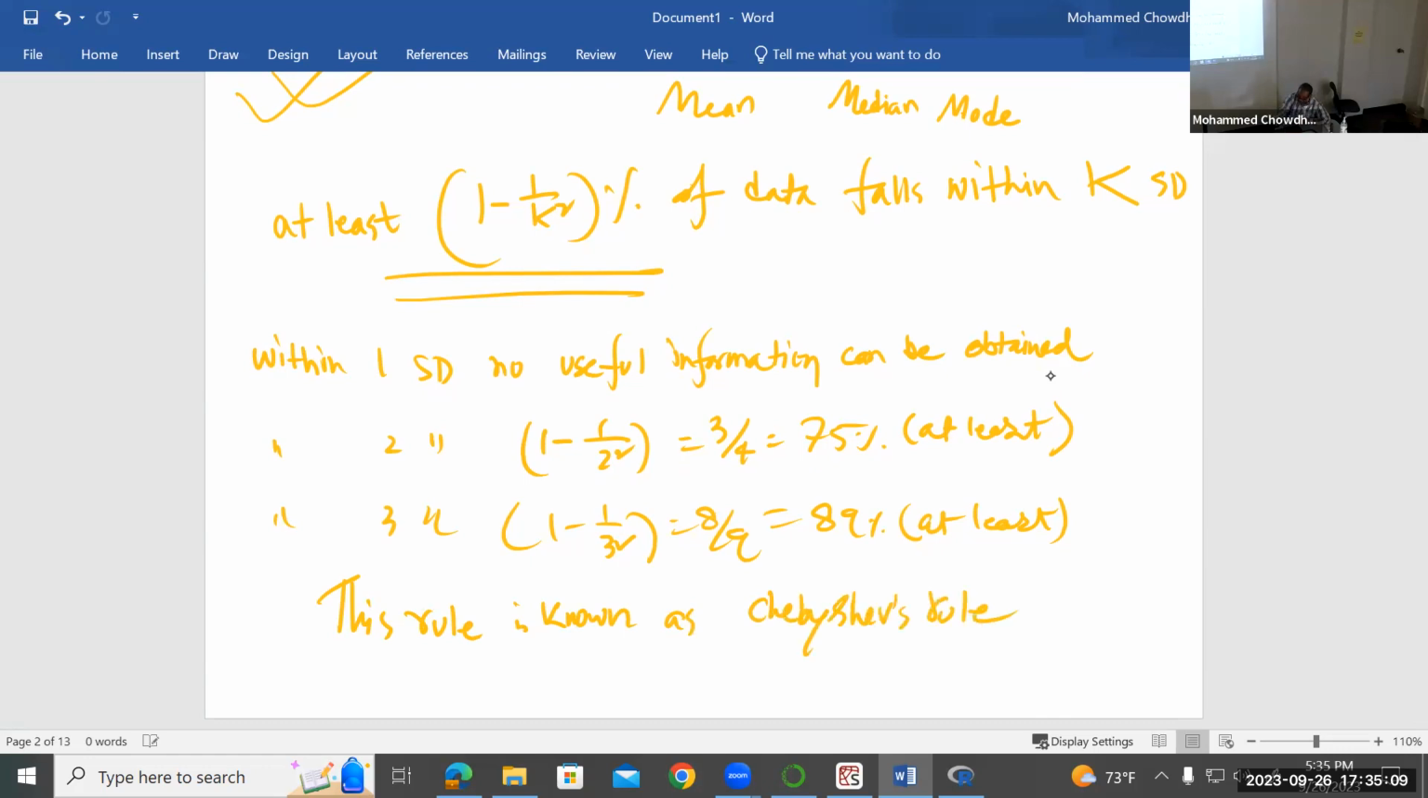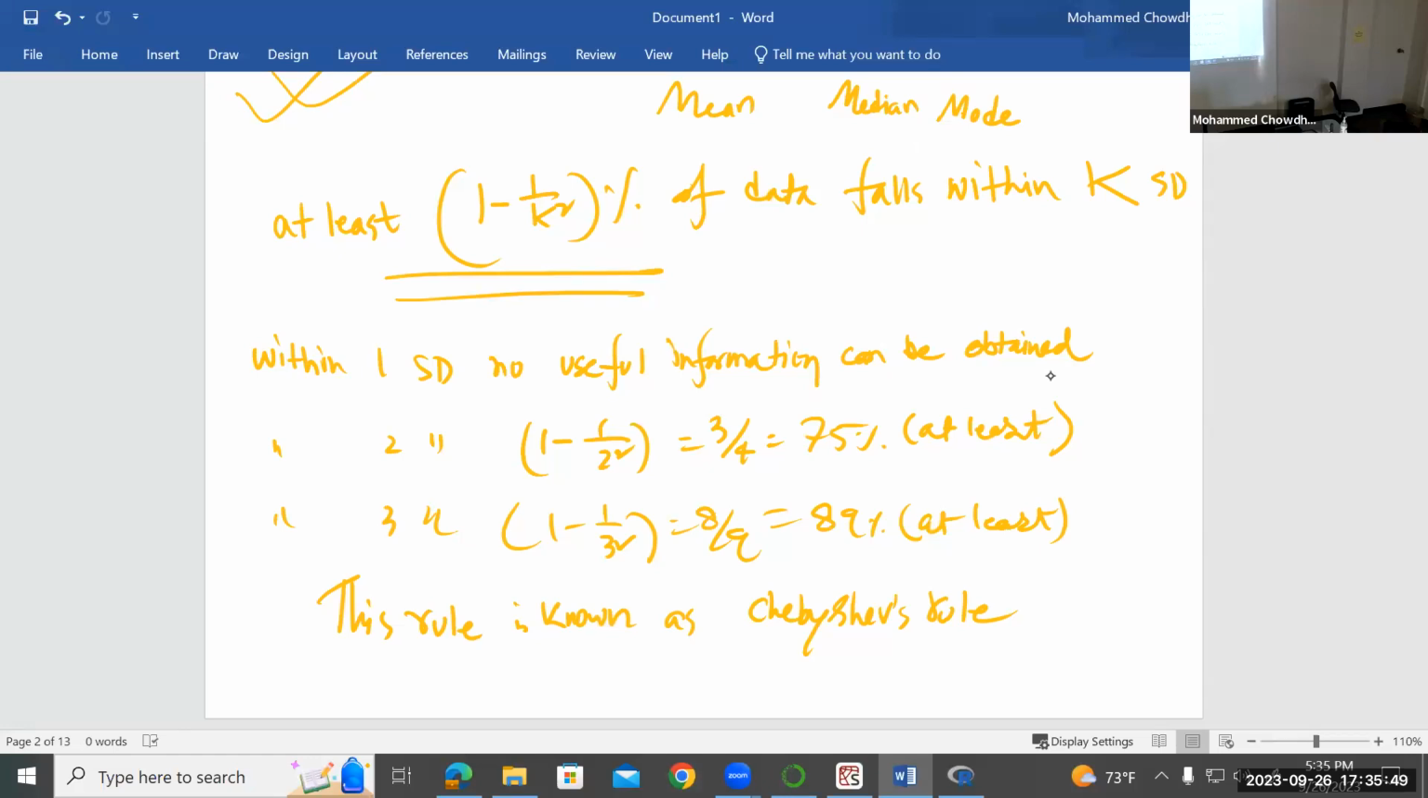Chebyshev's rule. Okay, let me tell you again. If you have a quantitative variable, which could be discrete or continuous, from that variable you construct a histogram. After constructing the histogram, you add the top middle point of each bar, then you will get a frequency curve. If your frequency curve looks symmetric, bell-shaped or mound-shaped, then within 1 standard deviation, 68% of data falls. Within 2 standard deviations, 95% of data falls. Within 3 standard deviations, 99.7% of data falls.